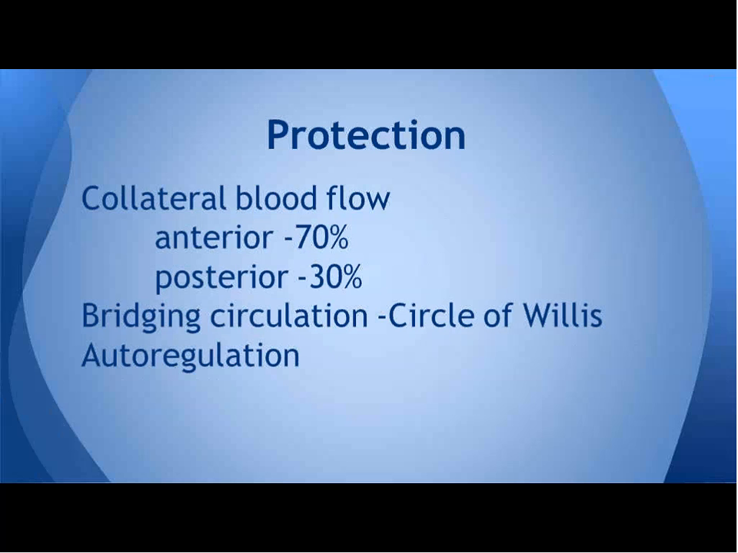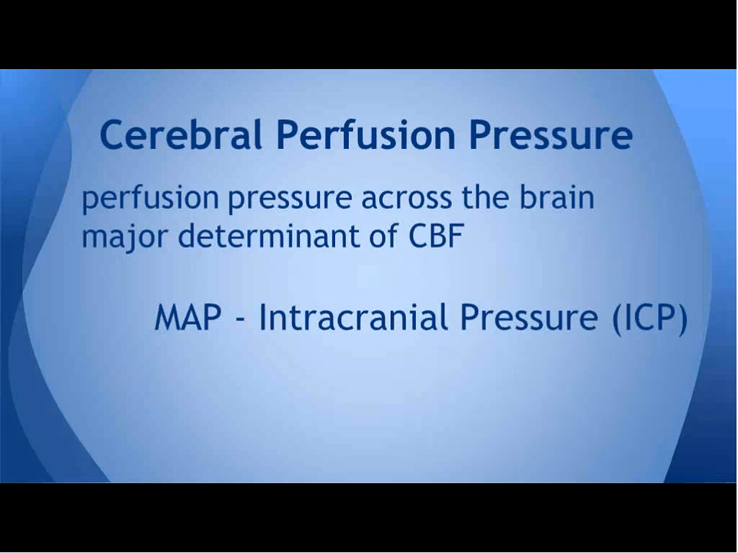It has its protective mechanisms, as this is a relatively small amount of blood flow that's necessary. There's collateral blood flow: the anterior circulation provides about 70%, posterior 30%. We have the bridging circulation through the circle of Willis, and then autoregulation, where the local sites are able to vasoconstrict or vasodilate, and thus increase or decrease the supply based on need.